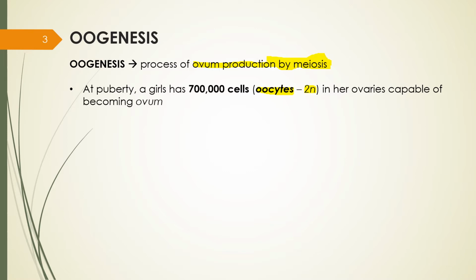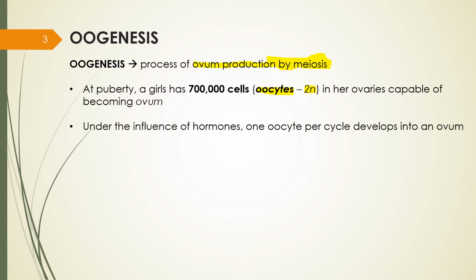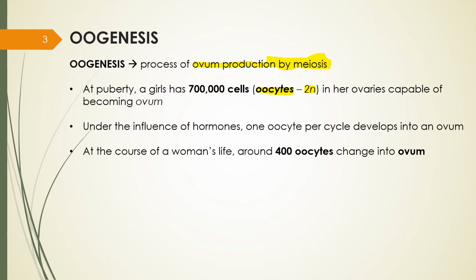There are 700,000 oocytes inside the ovaries of a woman at puberty, capable of becoming ovum. Under the influence of hormones, one oocyte per cycle develops into an ovum. So not all oocytes develop into an ovum at the same time. Just one oocyte will be transformed into an ovum. Over the course of a human's life, around 400 oocytes change into ovum. So the woman has the capacity to produce 700,000 cells, but during the whole life, just produces 400, okay?